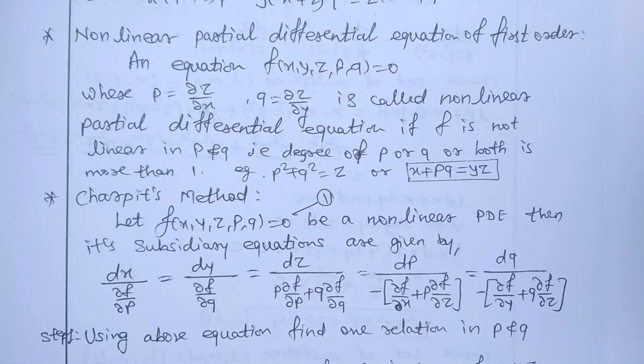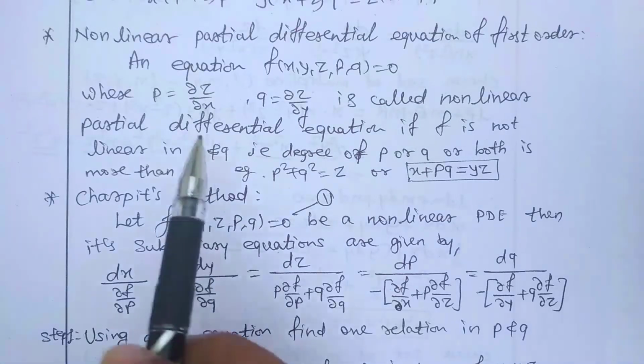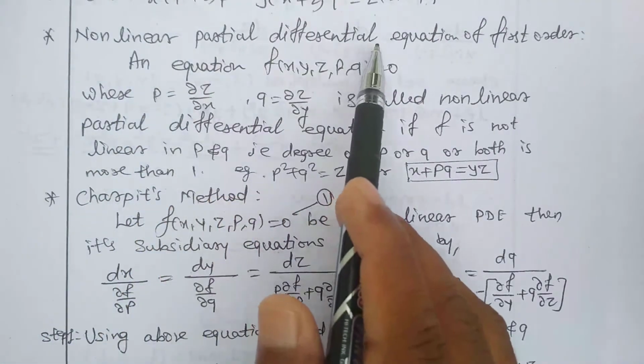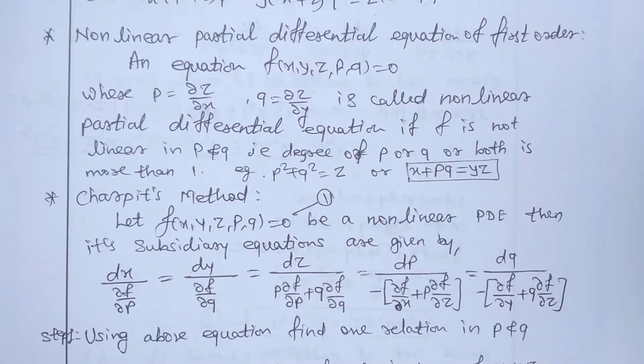So today we are going to start the next topic of our unit number 5, that is partial differential equation. The next topic is the non-linear partial differential equation of first order. In the previous lectures or videos we already learned the solution of linear partial differential equation of first order by using the method of grouping and method of multipliers. Now we are going to solve the non-linear partial differential equation of first order.